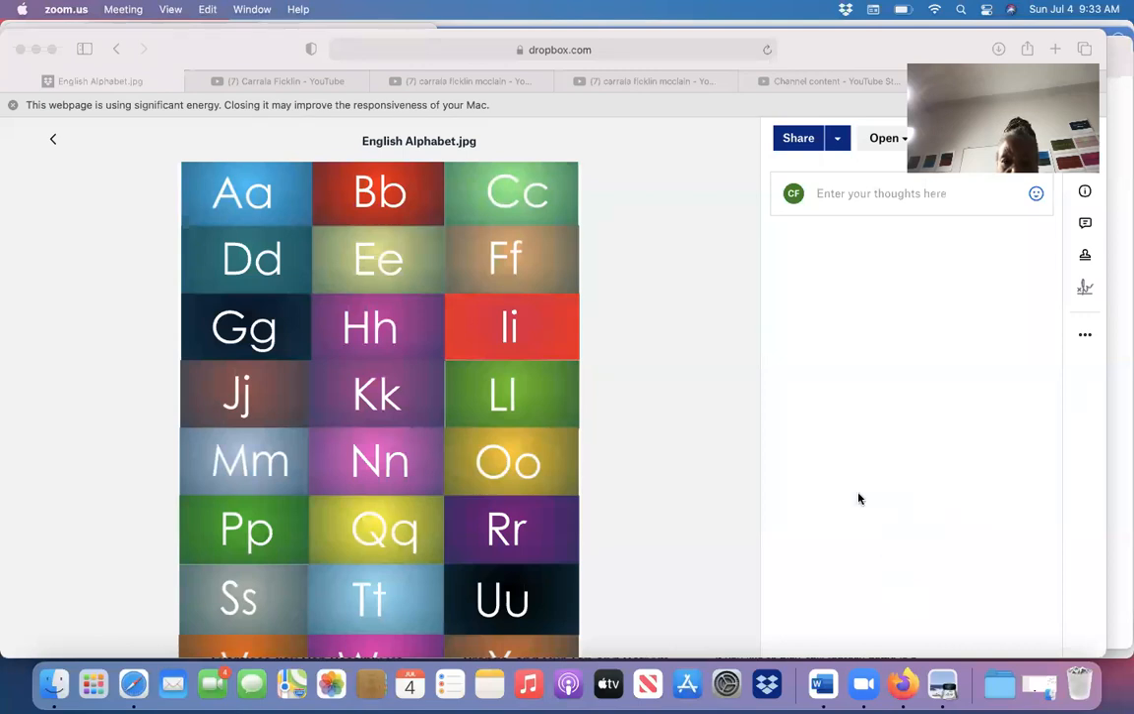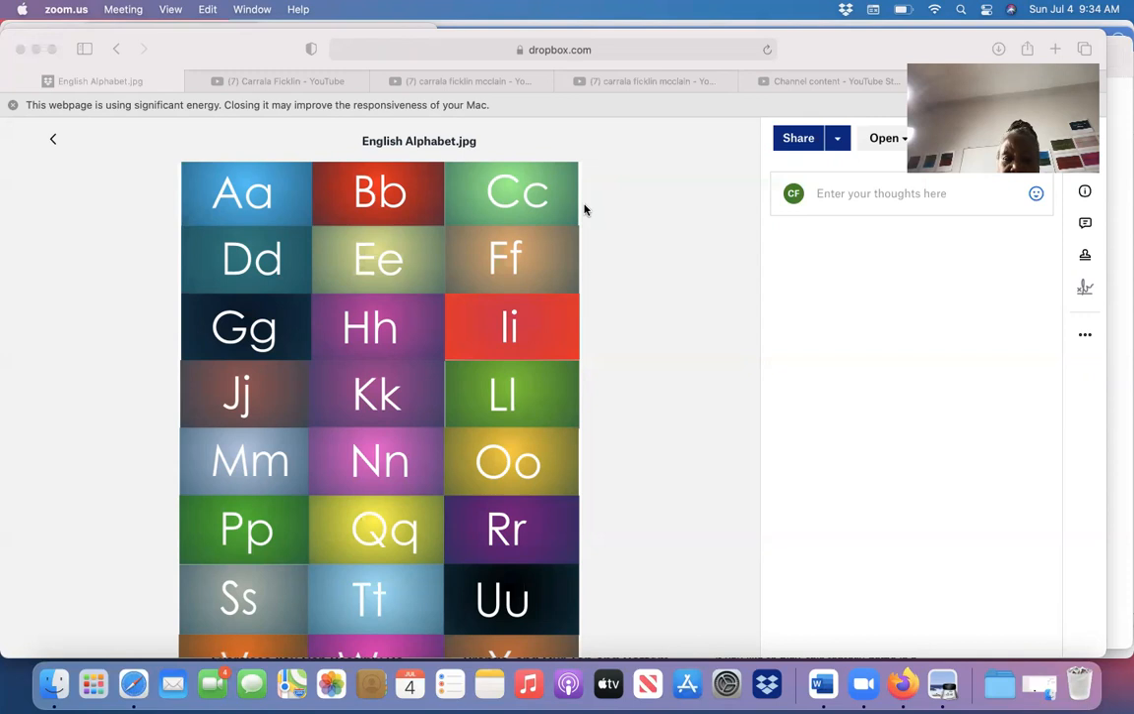Oh, that didn't come out very well. Let's see. There we go. The English alphabet. And it looks so simple, but it's very deceptive, because the alphabet does not even begin to actually show you how the language is pronounced.